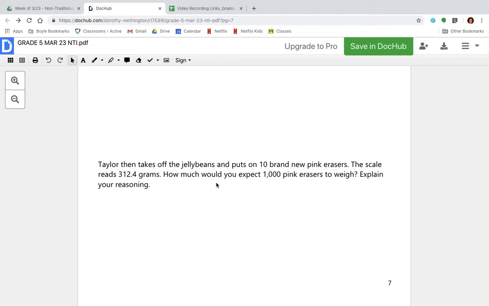Taylor then takes off the jelly beans and puts on 10 brand new pink erasers. The scale reads 312.4 grams. How much would you expect 1,000 pink erasers to weigh? Explain your reasoning.